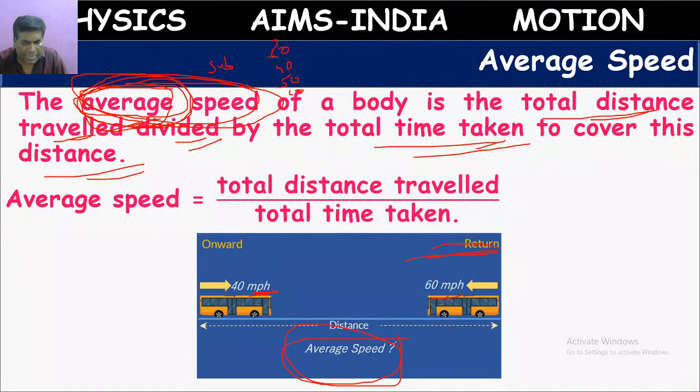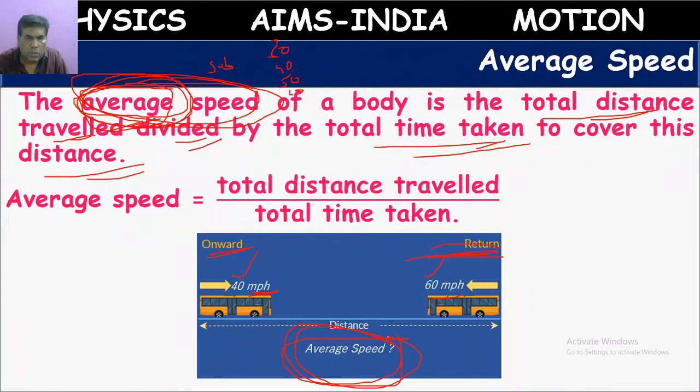Somebody asking about acceleration, we will learn later. What is the average speed? You can answer through live chat. During the onward journey, it is going with 40 miles per hour. During the return journey, it is coming back with 60 miles per hour. So what is the average speed?